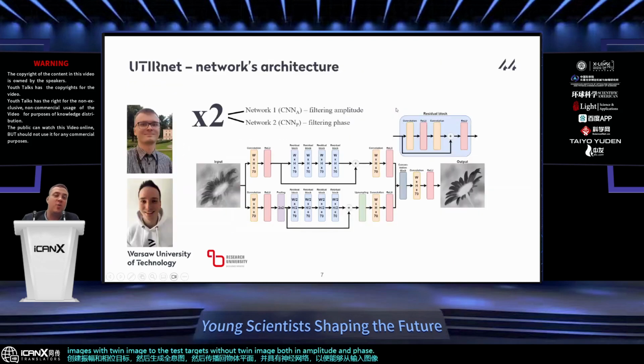So actually not one, but two neural networks, one for amplitude filtering and second for phase filtering, using this kind of architecture. Actually it was heavily based on the work of Chao Zuo's lab in fringe pattern profilometry using deep neural networks. And you can play with the architecture as you wish, adding different patterns and filters.